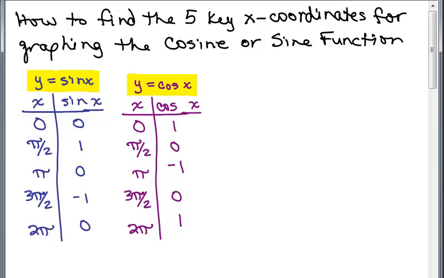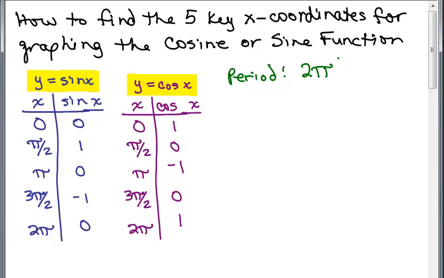Alright, in this video, I'm going to help show you how to find the 5 key x-coordinates for graphing the cosine or the sine function. So I have here the charts for y equals sine of x and y equals cosine of x, and you should be familiar with these. For one thing, you note that the period for the basic sine or cosine function is 2 pi.